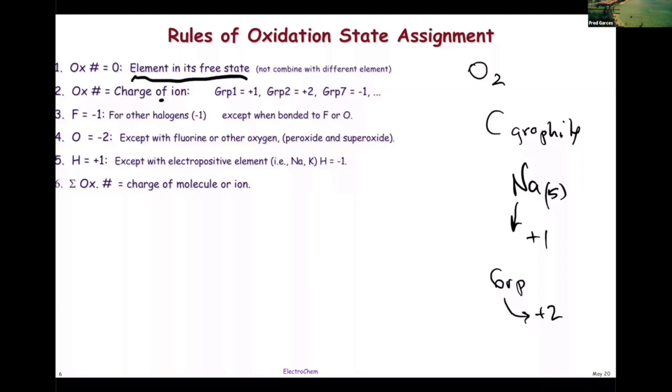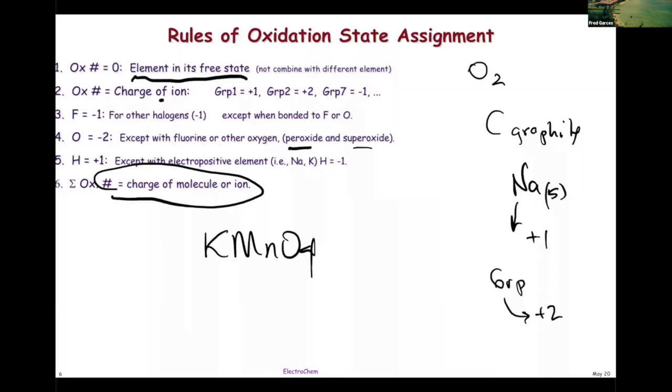Oxygen is the next most electronegative element, and so it generally is -2, except in its peroxide and superoxide forms. If it's a peroxide form, it's -1. If it's superoxide form, it's -1/2. But that's for another class. Hydrogen is +1, and the sum of the charges is equal to 0 on a compound like KMnO4. This is a stable solid.